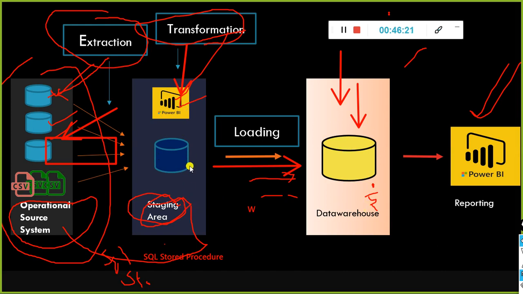Now the question is, in the staging area, why do we need it? Staging area is a temporary area. Here we don't store historical data. So day-to-day data, whatever comes, we transform it and then we load it. Once the cleaned data is loaded here, we will remove the data here. Okay, this is something like a temporary area. You just think that way.